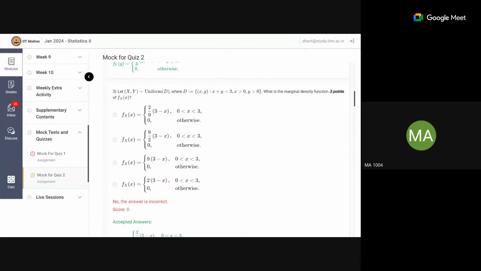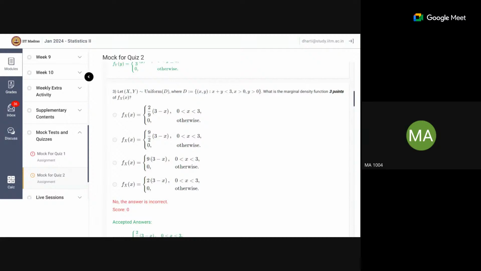Fine. So let's say next question. XY is following uniform over some D, where D is this region. Then what is the marginal density function fx? So, any idea? First, we have to find the area. We'll find the graph.